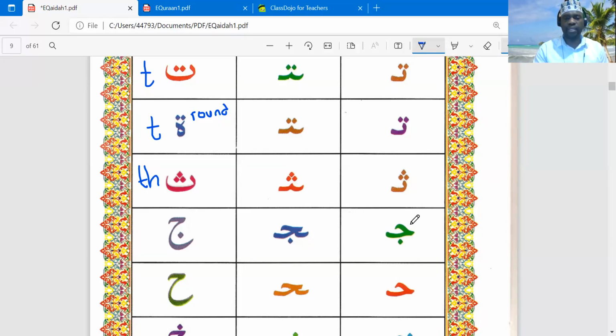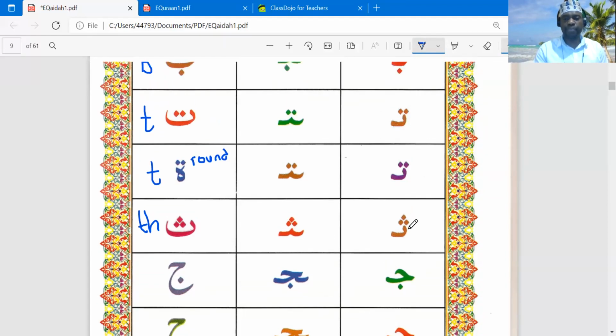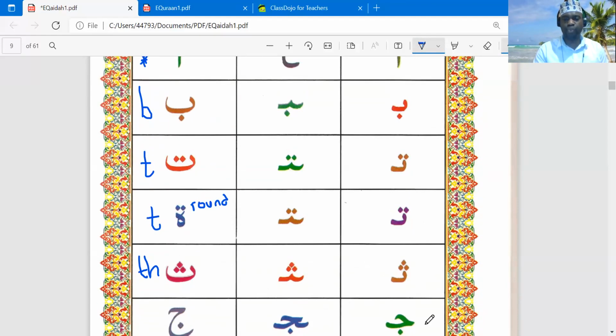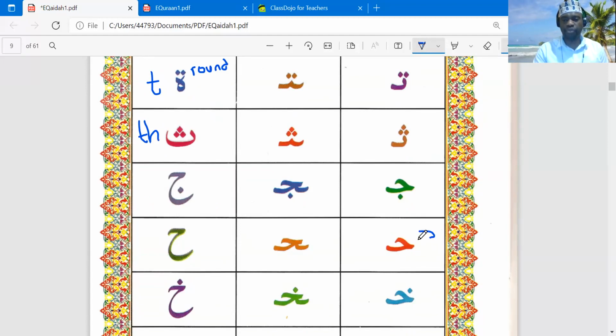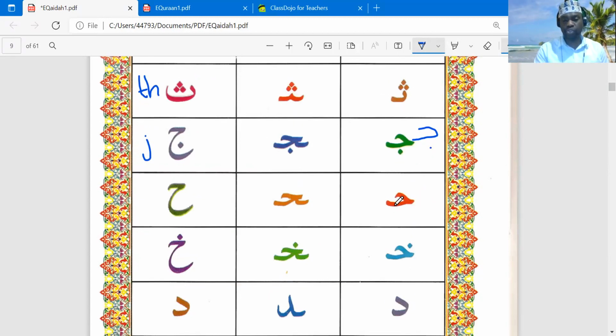Tha. The next letter is Jim. Jim is like Ba. You see, one dot, but with Ba, the mouth is open like this. That's Ba. But once there's a curve a bit from the top, it becomes Jim. So don't get confused between Ba and Jim. Jim has one dot, Ba has one dot, but there's a curve a bit for the Jim. And at the end, Jim sounds J.